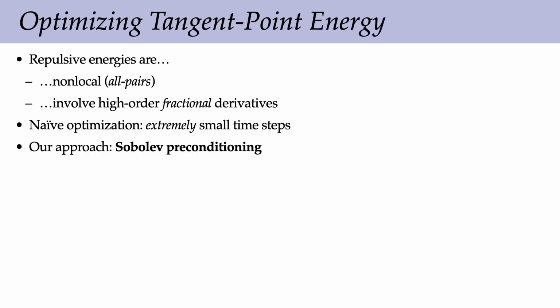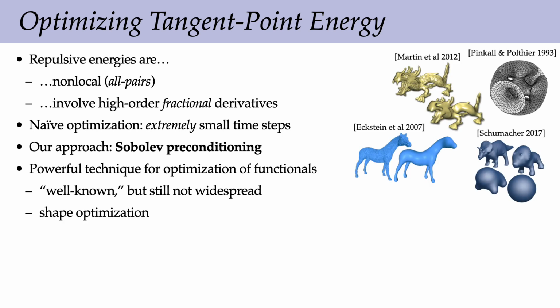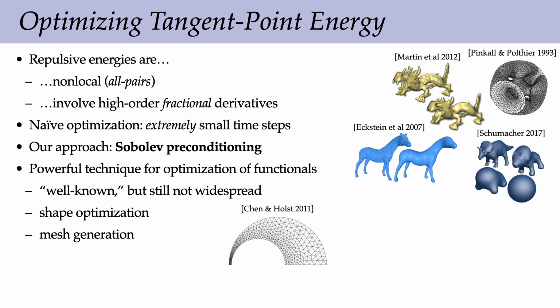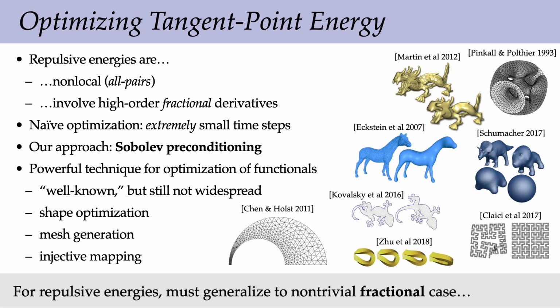So our approach is to use something called Sobolev preconditioning, which in general is a powerful technique for optimization of geometric functionals. It's sort of well known among a small community of researchers, but I'd say it's still not very widespread in terms of most people realizing that, yeah, this is a very useful technique. In the past, it's been used for a number of problems in shape optimization and curvature flows. It's been used a little bit for mesh generation and more recently for problems in sort of elasticity-inspired injective mapping. But for repulsive energies, we're really going to have to do some additional work to generalize to the non-trivial case of non-local problems and fractional derivatives.